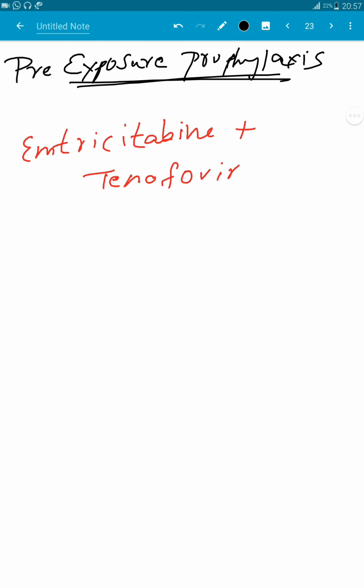Next, pre-exposure prophylaxis. Which drug can be used for pre-exposure prophylaxis? Emtricitabine and tenofovir, which are NRTIs I have discussed before, used for HIV type 1, type 2, and hepatitis B virus also. Emtricitabine and tenofovir can be used for pre-exposure prophylaxis.